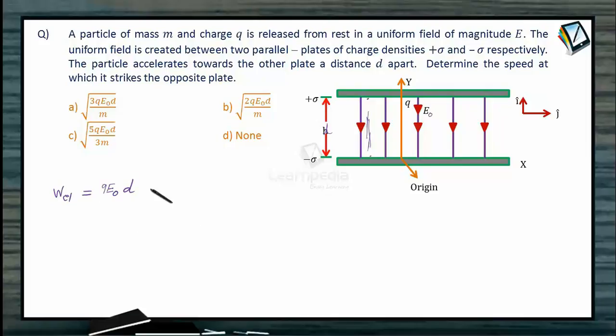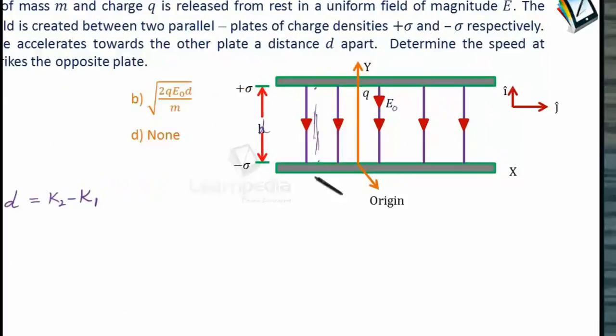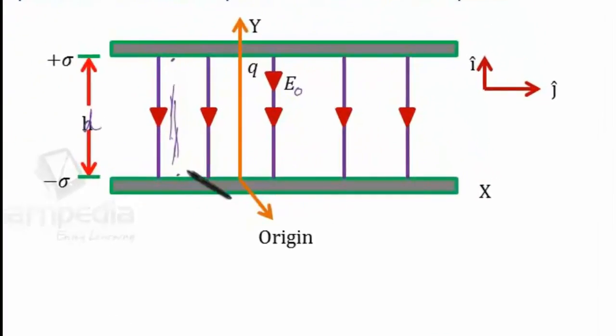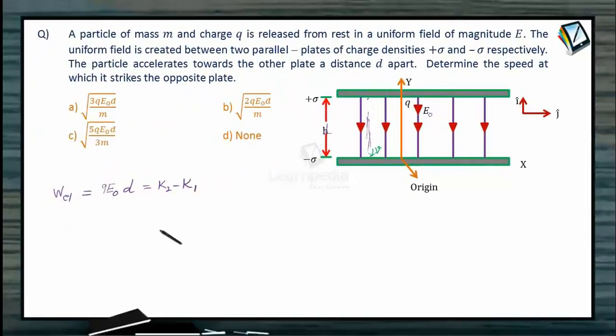So according to the work energy theorem, we know that the total work done on any system is equal to the change in its kinetic energy. So here the only work is by the electric force, so that must be equal to the change in kinetic energy. So let us assume it strikes the other plate with a speed v. Suppose v is the speed with which it strikes the other plate.